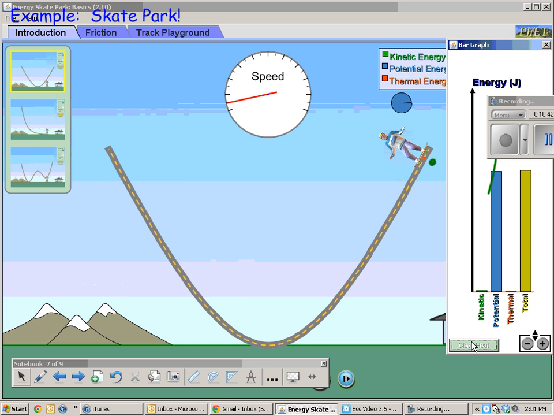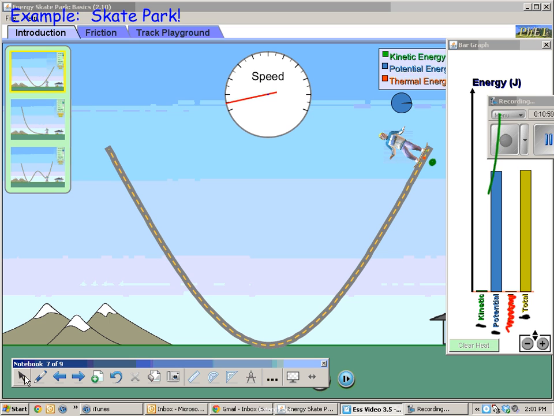Don't worry about this thermal energy over here. Just ignore this. Okay. So right now, his total energy is just no kinetic energy plus a lot of potential energy gives him this amount of total energy, right? All right. So what I'm going to do is I'm going to let him roll down the hill.